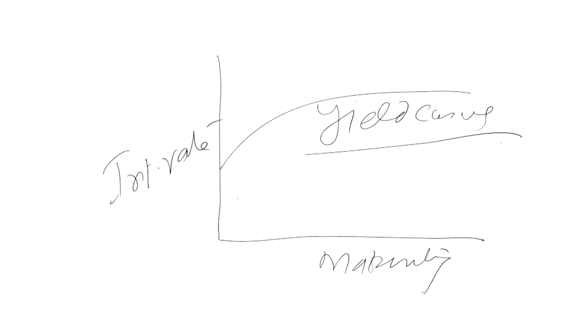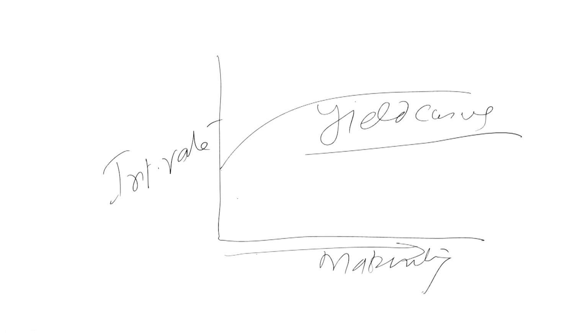So it means as the maturity is increasing from this side to this side, your interest rate is increasing. Initially it was going up and up, but after some period of time it becomes stable. So if you are borrowing the funds for this much period of time, your interest rate is this much. If you are borrowing for this much period of time, your interest rate is this much.